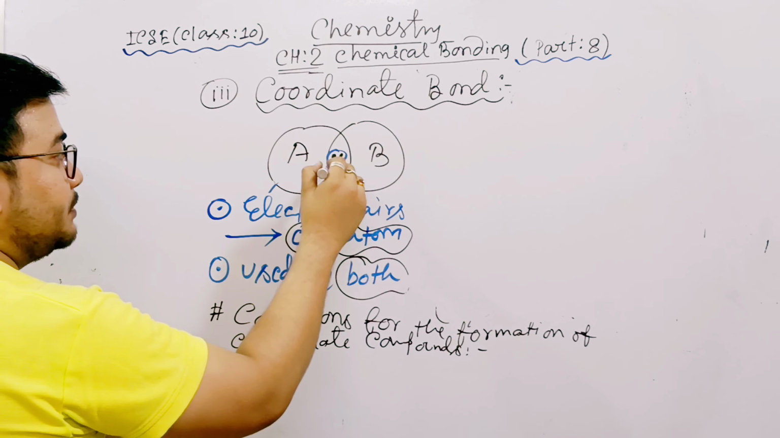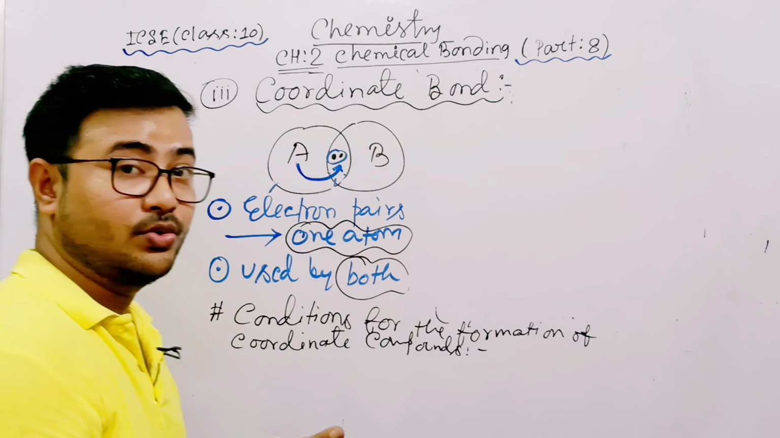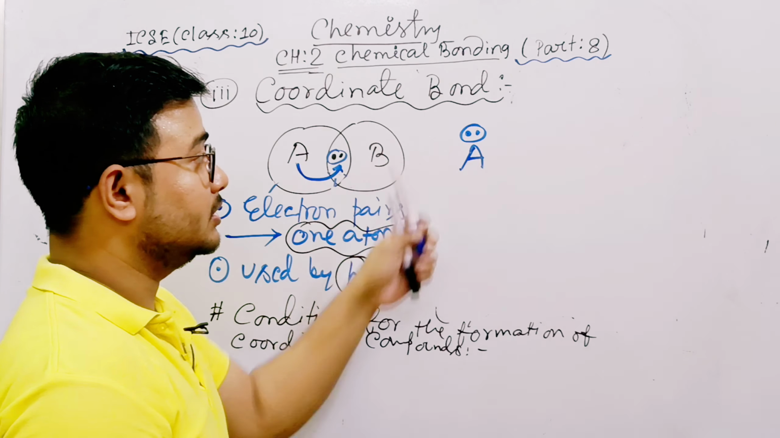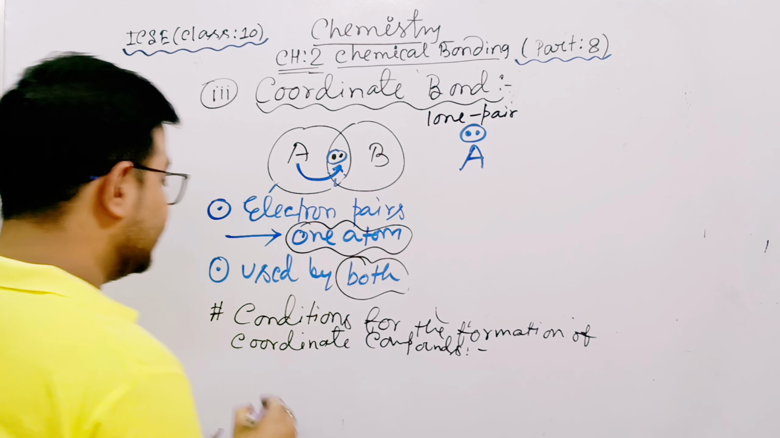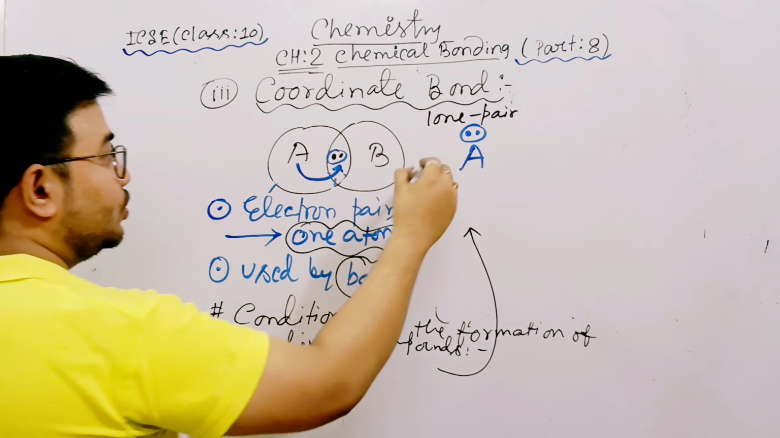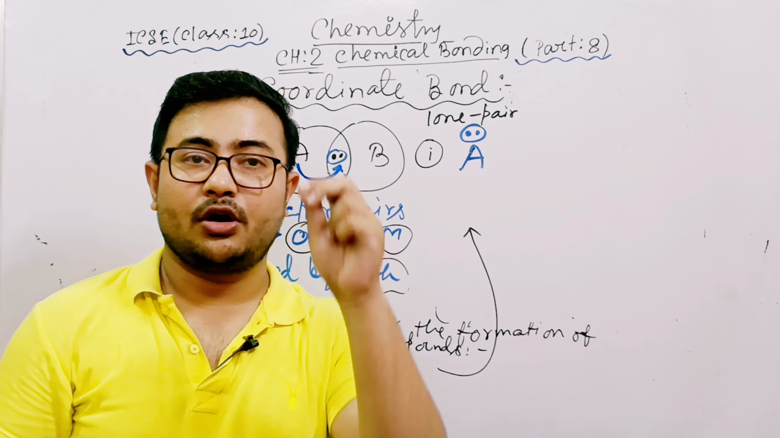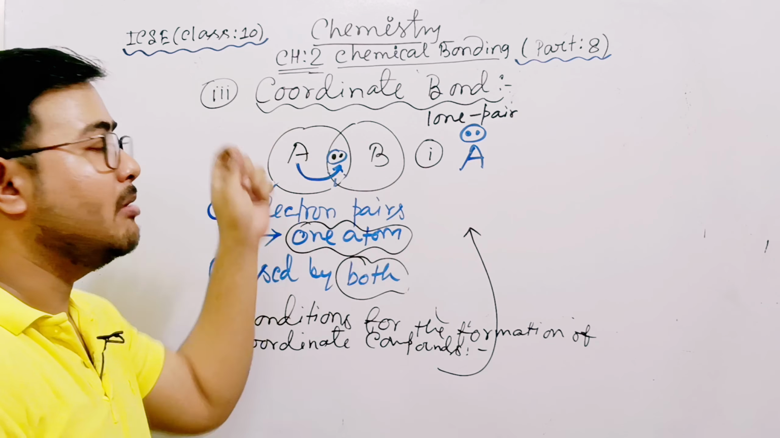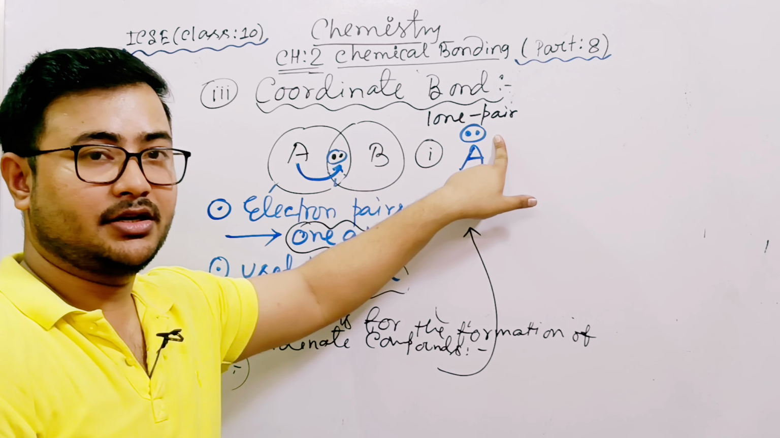So suppose this pair of electrons is donated by A. Can I say that atom A has an extra pair of electrons on it? What is this called? This is called a lone pair. So what is the first condition? To form a coordinate bond, one atom must have extra electron density or a lone pair.